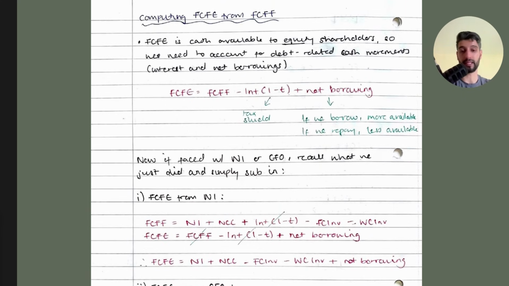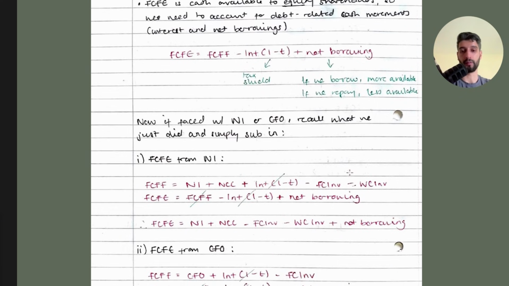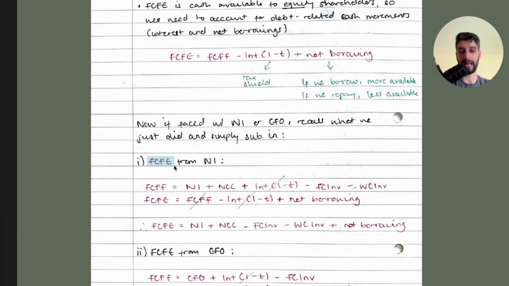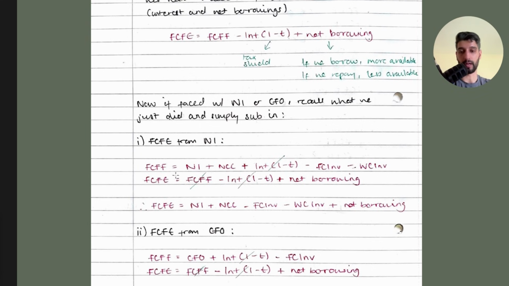Now, if we are faced with net income or CFO, we can simply recall what we just did for free cash flow to the firm and substitute it in. So if we're now calculating free cash flow to equity from net income, we start by outlining what free cash flow to the firm was from net income, and recall it was NI plus NCC plus interest times (1 minus tax rate) minus fixed capital investment minus working capital investment.